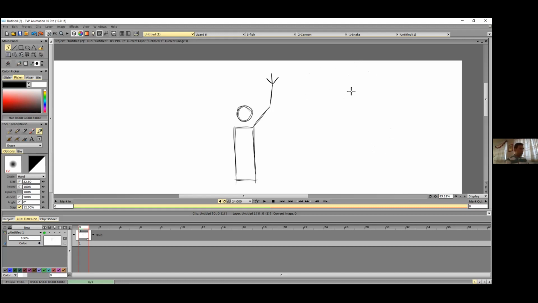Yeah, this is my first keyframe, and in this frame, the hand is in its highest position.